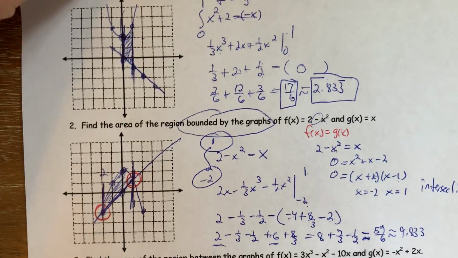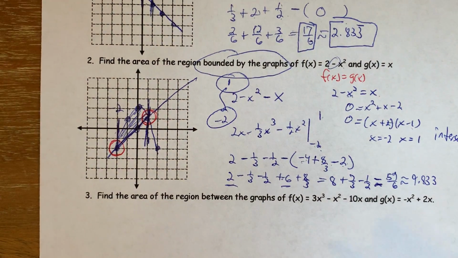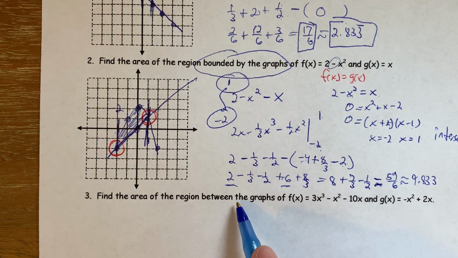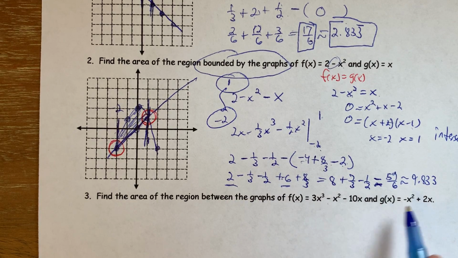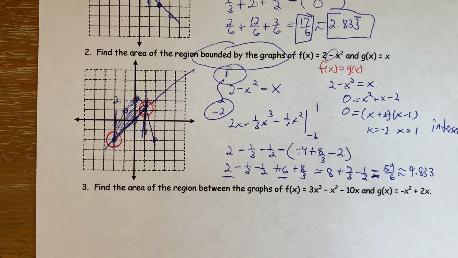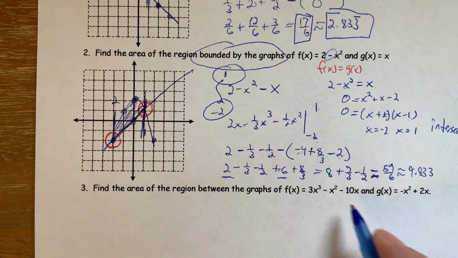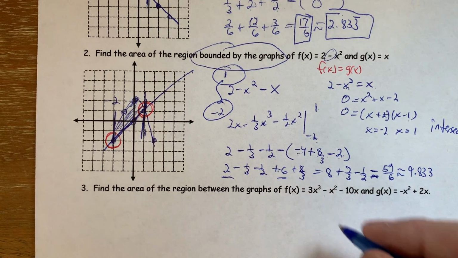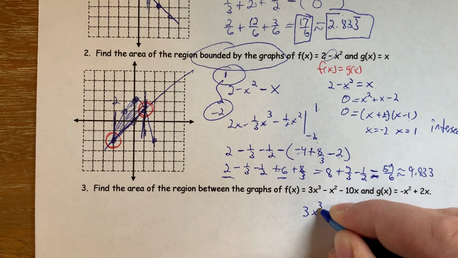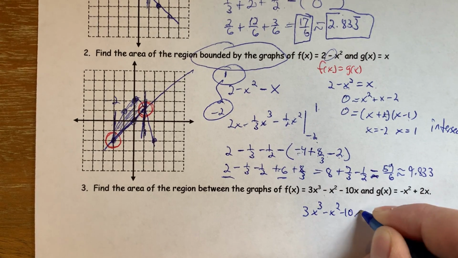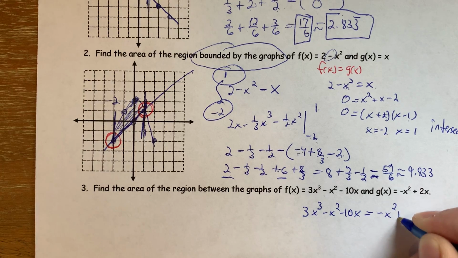Here we don't have a graph, guys. First, we want to find the area of the region between these two graphs. So go ahead and start by finding where they intersect. Where do these graphs intersect? And hopefully you did it by setting them equal to each other.